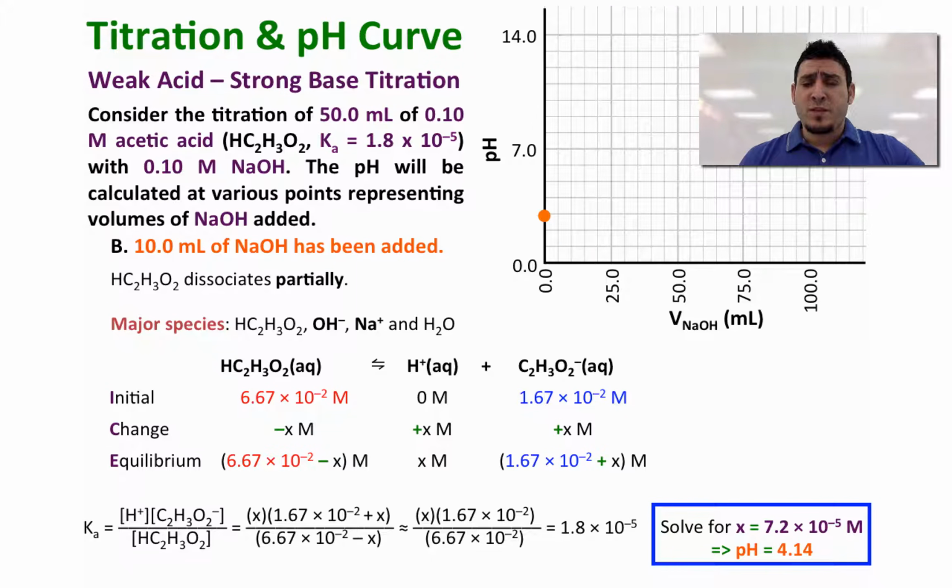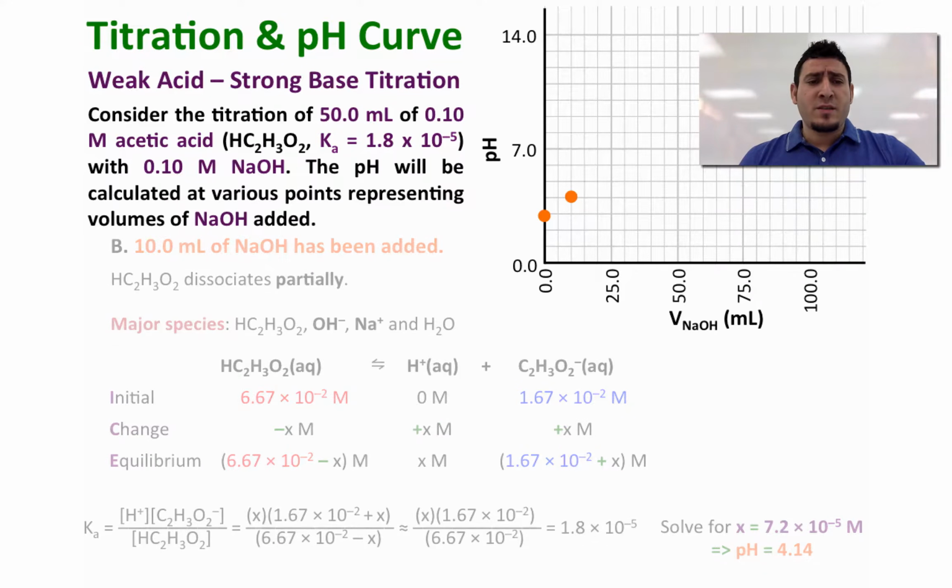Solving for X, we will find that X is equal to 7.2 times 10 to the power minus 5 molar, and that the pH has increased and it's now 4.14. So we can again plug this on the graph, and we can see there is an increase in the pH. This is normal because we are adding a strong base.